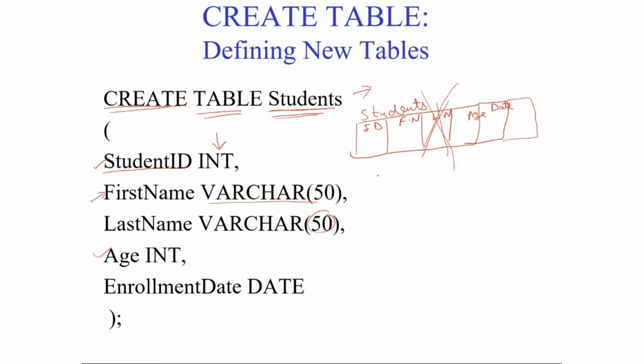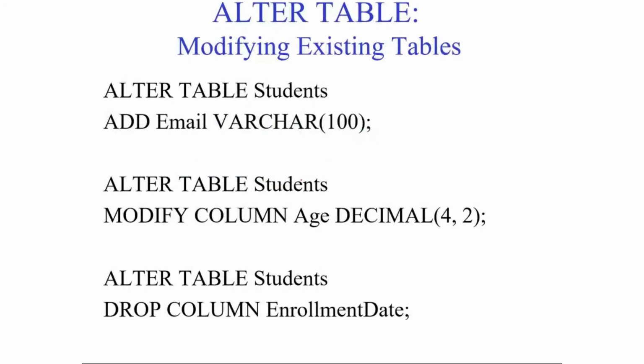So three things are possible. First is the creation, second one is the alteration, and third one is the dropping or the deletion of the table structure. Here we see the first alteration type. And the first alteration type is where we are modifying the existing table.